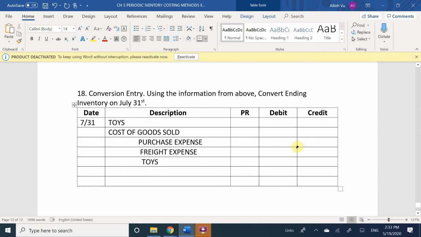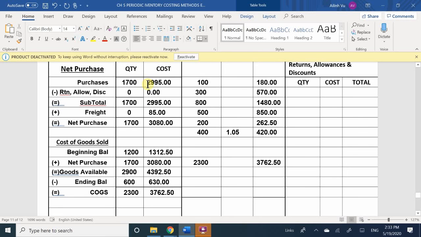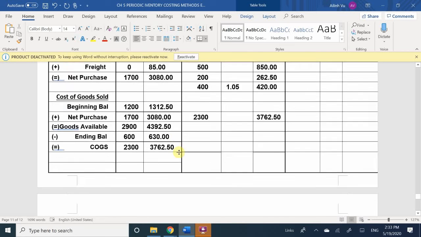All right, and let's look up here to extract all the numbers. Ending inventory is going to be here, 630, and our cost of goods sold is going to be $3,762.50. Our beginning inventory is $1,312.50. Our purchases are going to be $2,995. And lastly, our freight is going to be $85. Again, if you solve for this whole table, that is all you need to do your conversion entry.